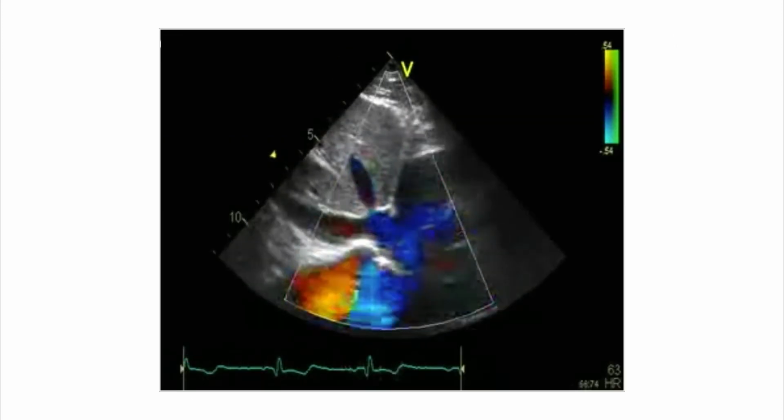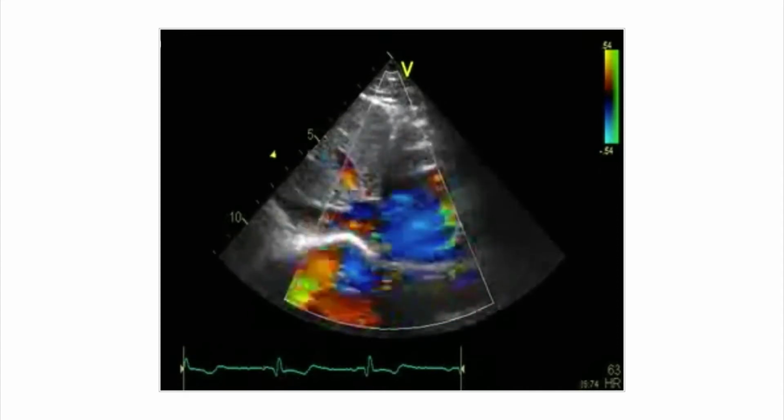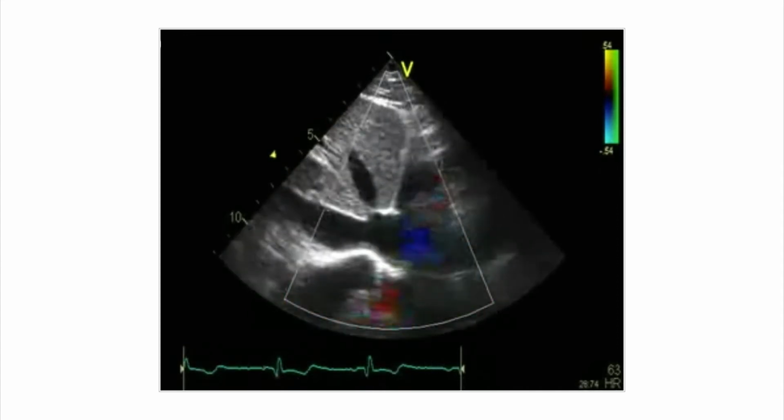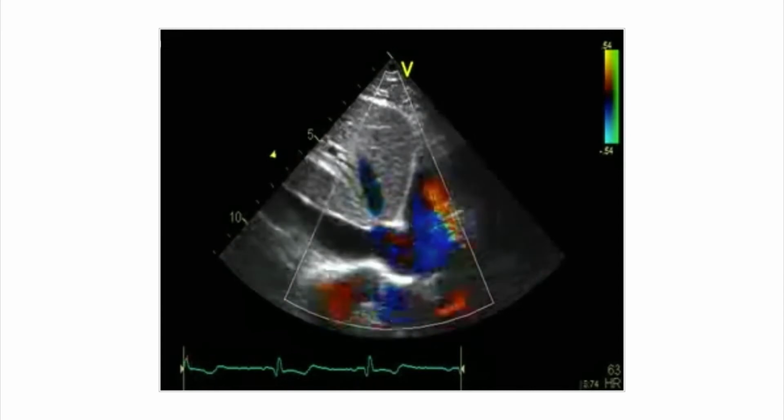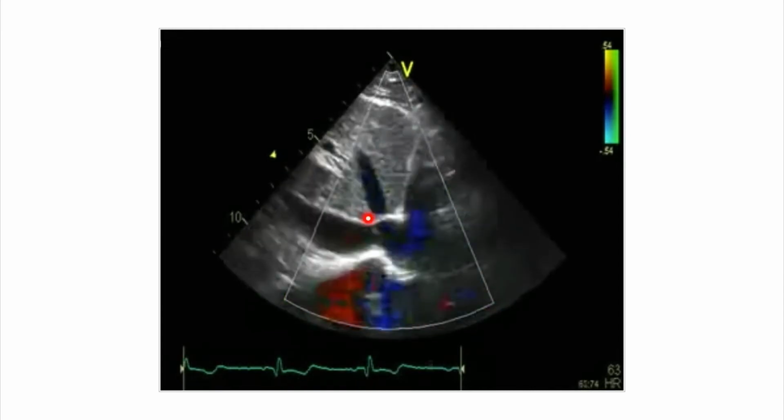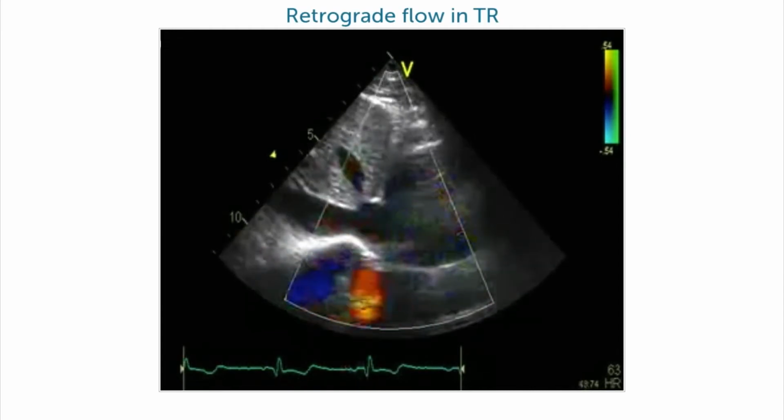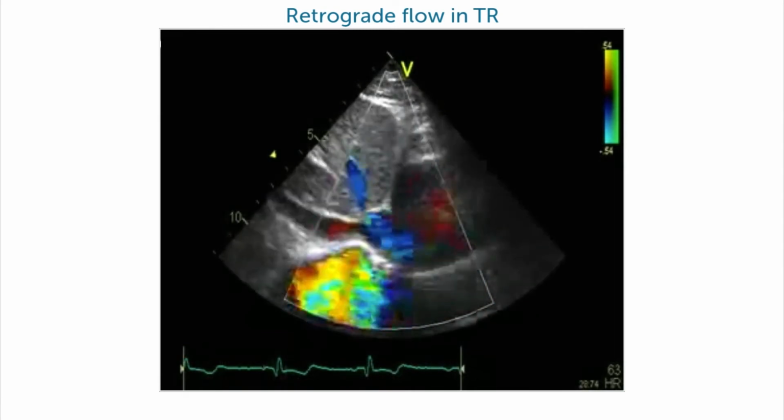If you use color Doppler, it's possible to see how blood flows from the inferior vena cava into the right atrium, and as in this case, even retrograde flow, which occurs in the setting of tricuspid regurgitation. But in essence, it's something that's nice to do, but doesn't really have much meaning because there are many other ways of looking at tricuspid regurgitation, as you will see in the specific chapter.